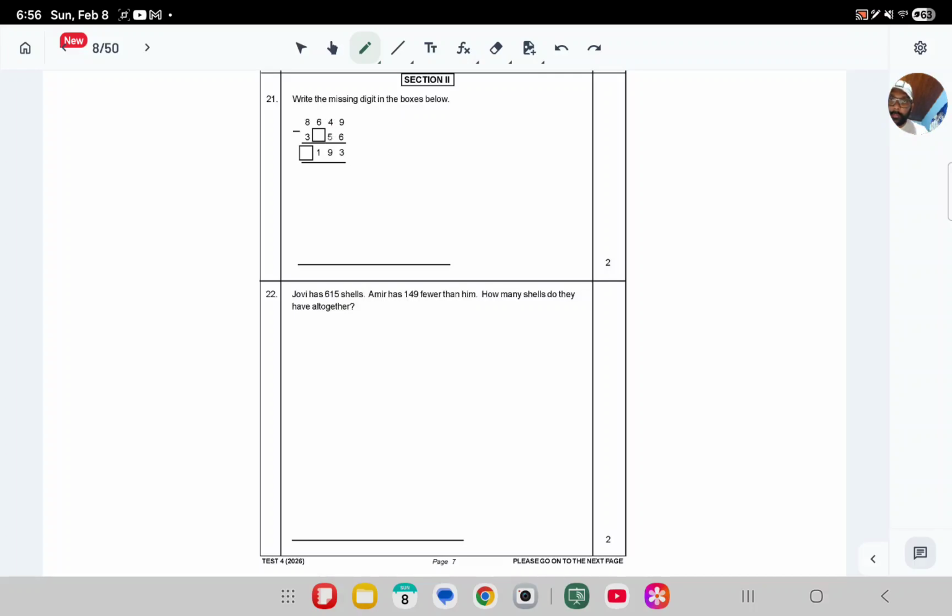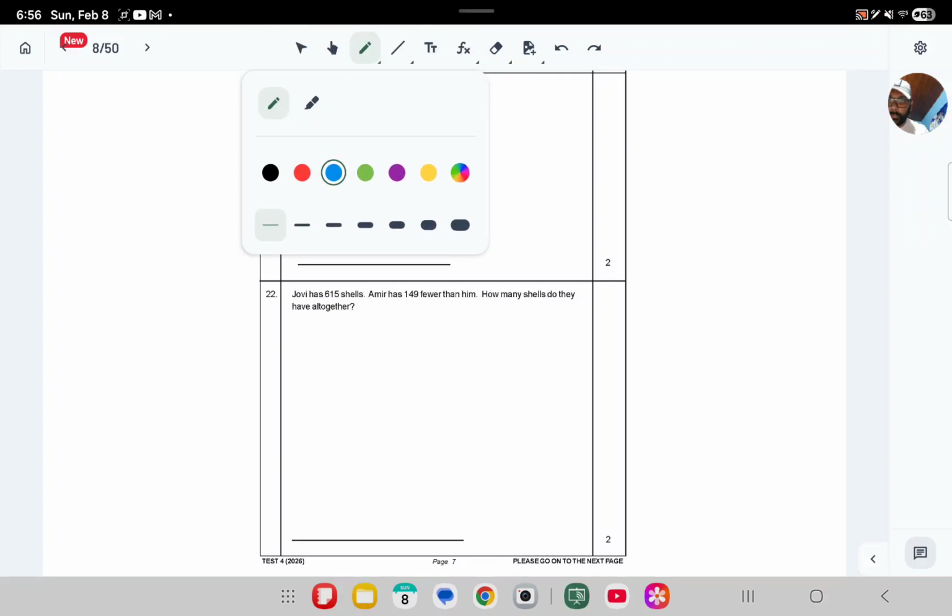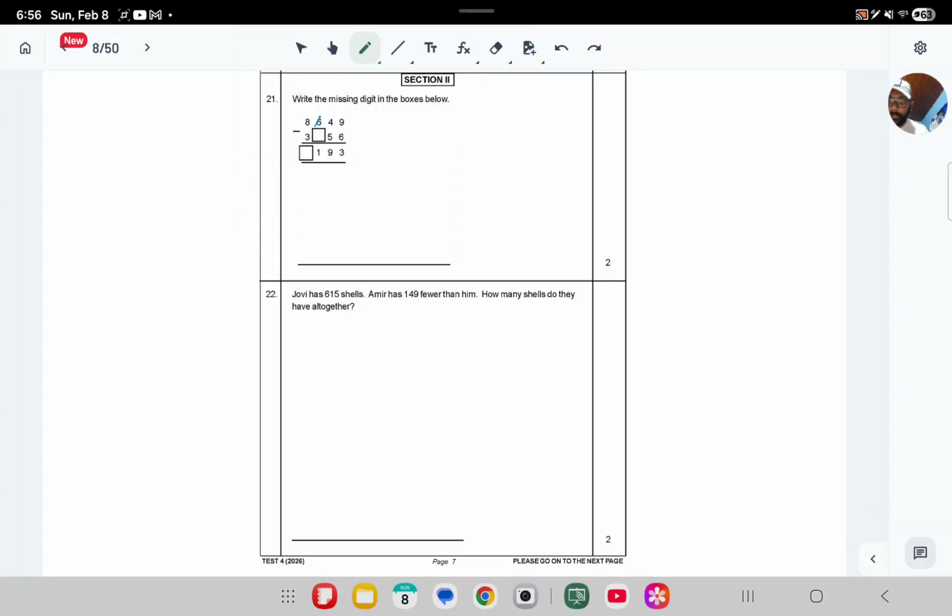4 cannot take away 5. So therefore we need to take one from the 6. Here will remain with 5. Here becomes 14. 14 take away 5 is 9. So we know now that some number when subtracted from 5 leaves a remainder of 4, or gives you a difference of 1. Therefore, it would be 4.